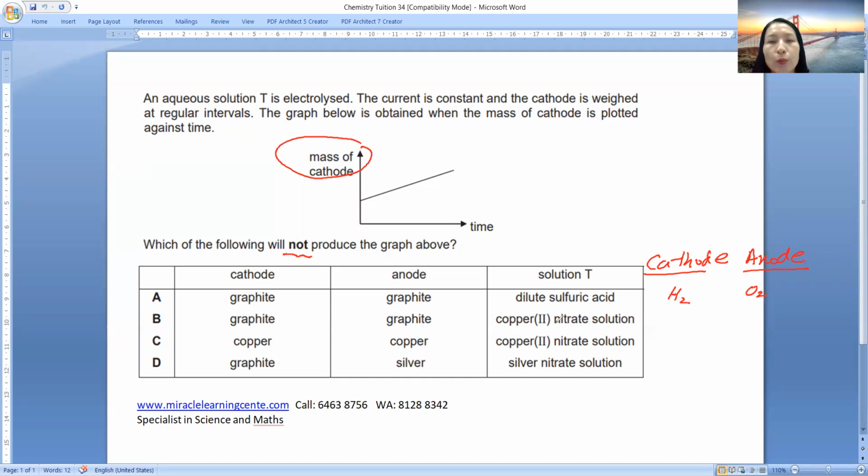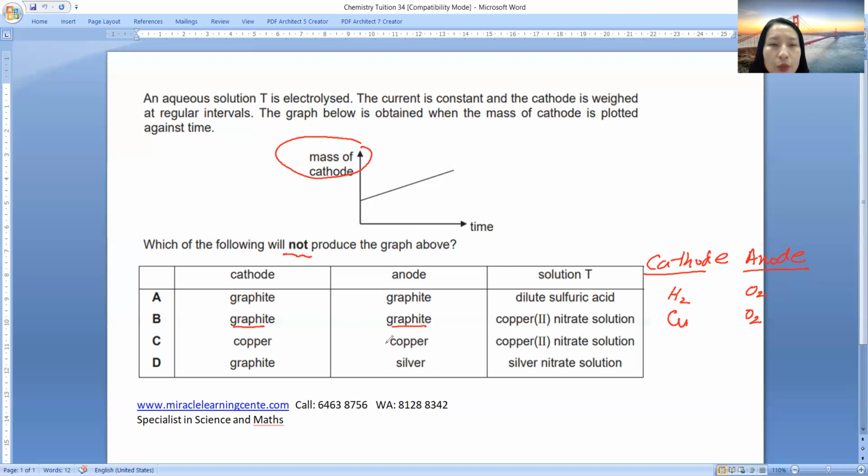Okay, next we have copper nitrate solution. Notice these are all inert electrodes. So copper nitrate, what is discharged at the cathode? Yes, you're correct. Copper is discharged at the cathode because copper is lower than hydrogen in the reactivity series. So copper ions are preferentially discharged. So you have copper being discharged. And at the anode, we also have oxygen collected because OH minus is being discharged.